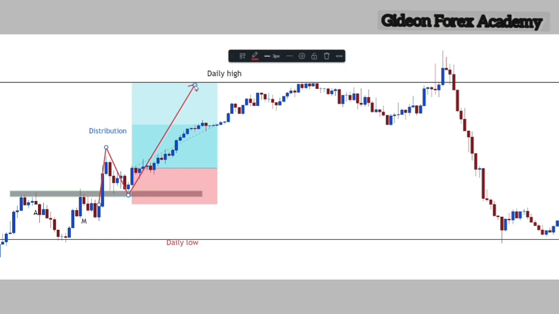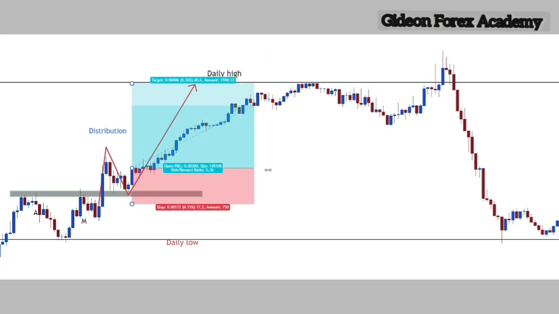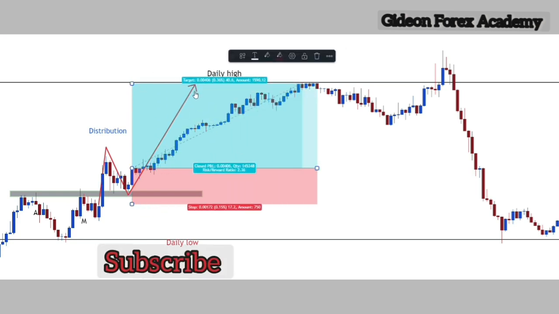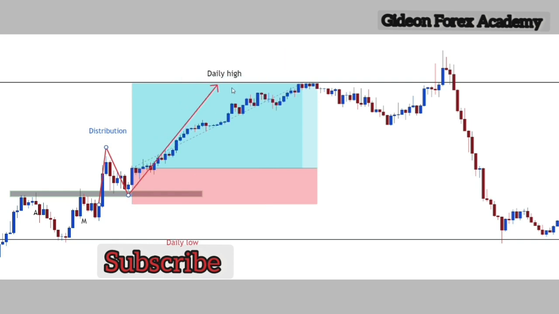Targeting these highs, if you held this trade, eventually it would hit your take profit over here at the daily highs right here. So this is how you would trade this strategy.